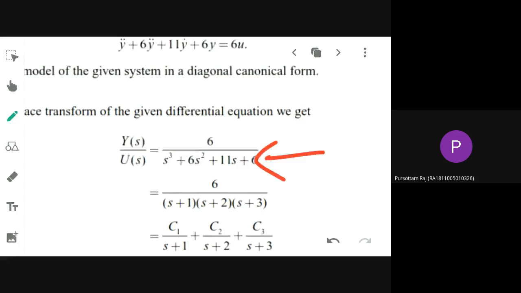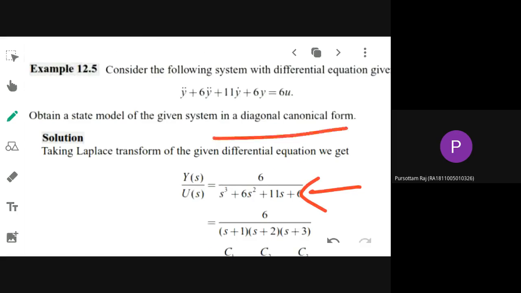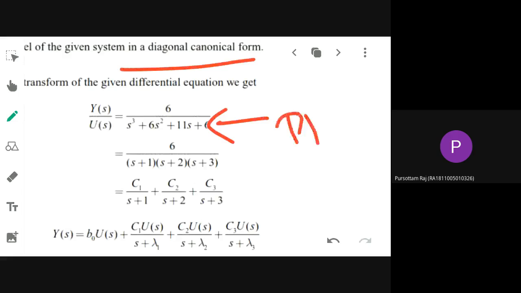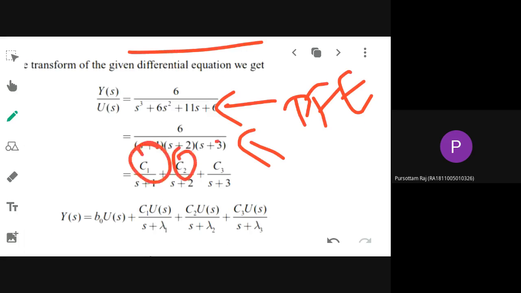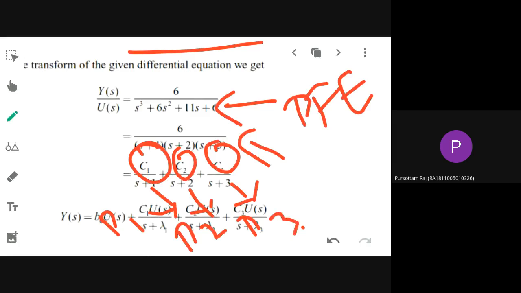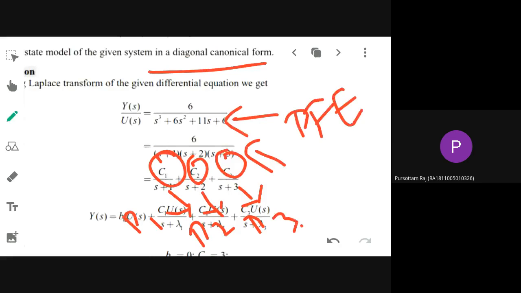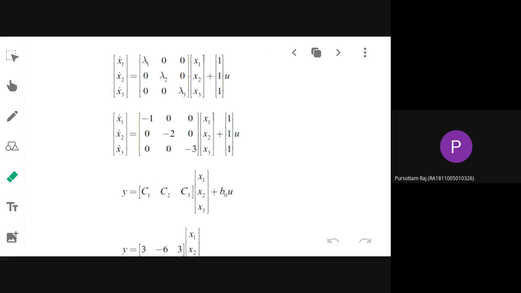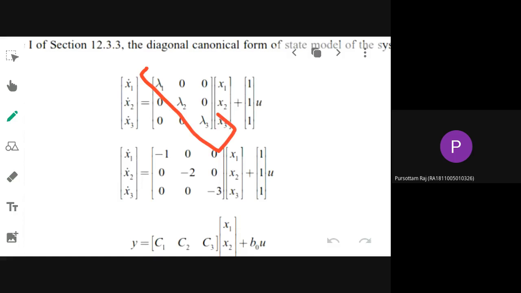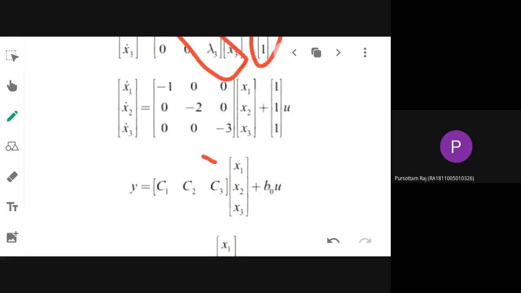Now they have asked you to represent the system in diagonal canonical form. So you need to take partial fraction expansion for this and obtain the constants C1, C2, C3. These are P1, P2, P3. Find that out, and substitute all these in the matrix representation that I showed you earlier. This is your diagonal of poles that you substitute, and as usual 1, 1, 1. Next, C1, C2, C3 are the partial fraction expansion constants that you need to substitute.